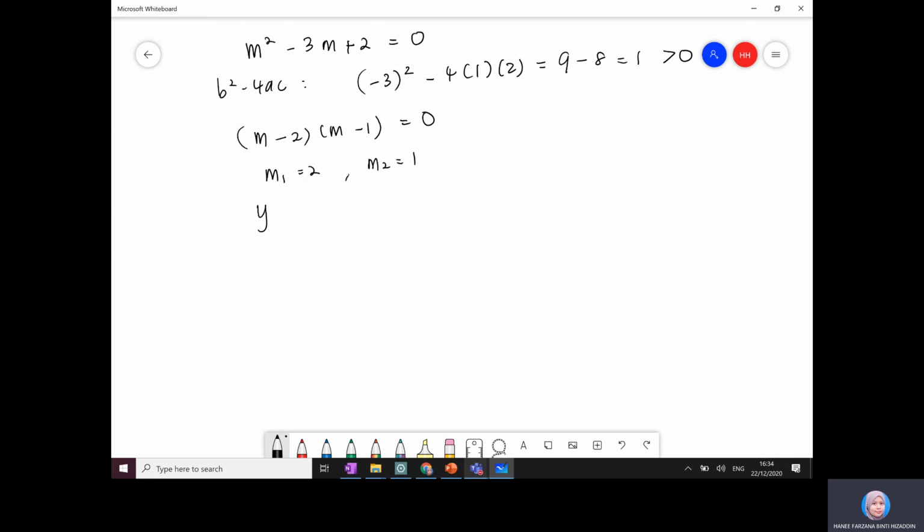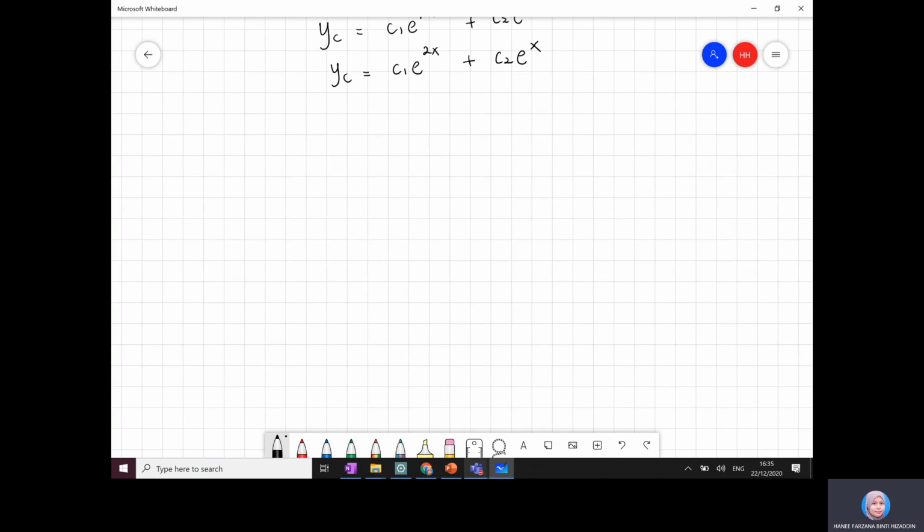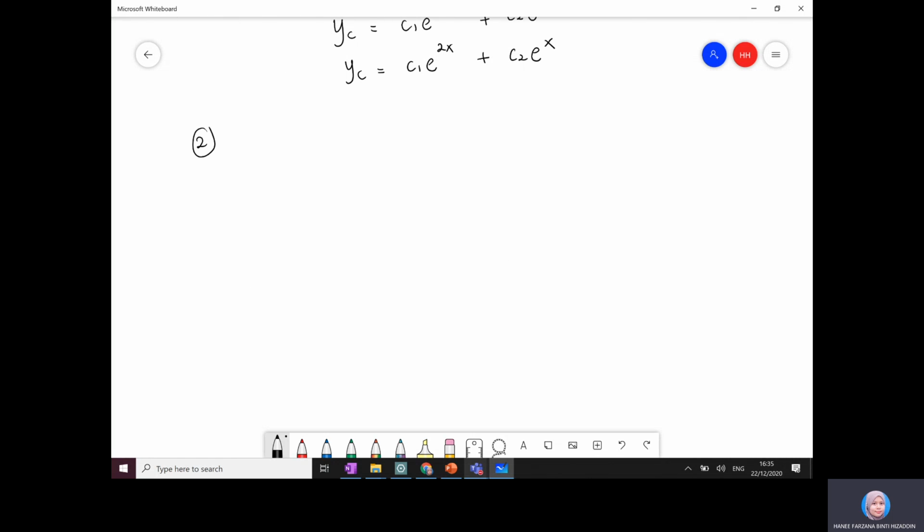And thus your proposed complementary solution yc is equal to c1 e^(m1 x) plus c2 e^(m2 x). So yc is c1 e^(2x) plus c2 e^x. Right, so moving on to the next step, which is the right-hand side. So we're gonna solve for the non-homogeneous part.